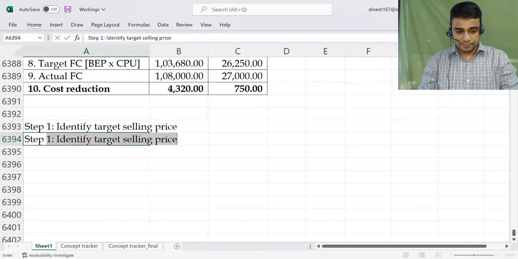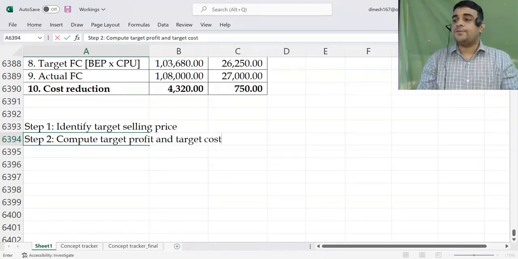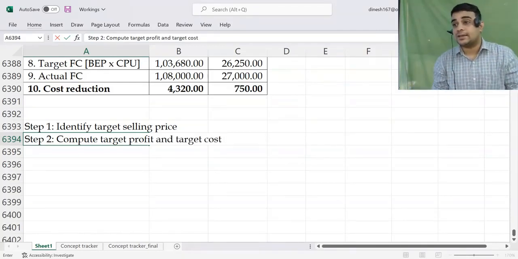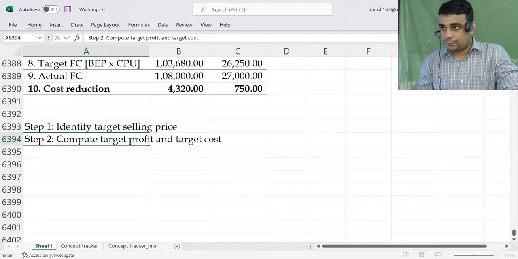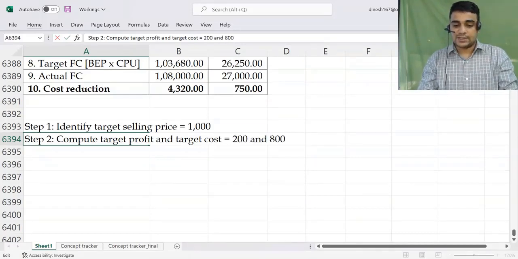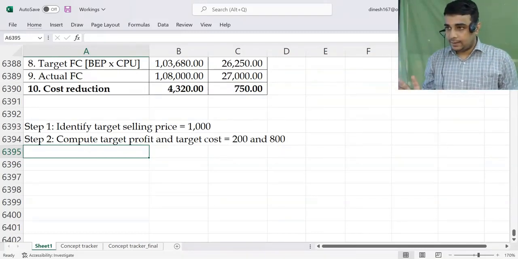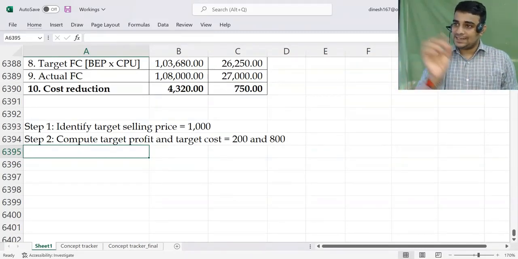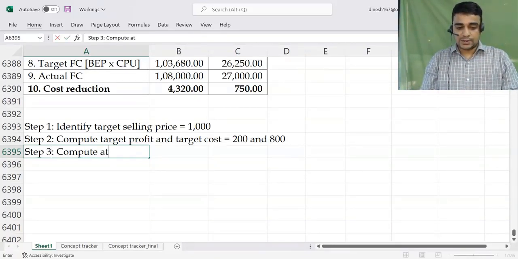Step 2 is to compute the target profit and target cost. Target profit is determined by the management or the shareholders or the company. The company will decide how much profit they want to generate. So my target selling price was initially 1000 rupees, target profit is 200 rupees, hence target cost is 800 rupees. Selling price, the market determines it. Profit, the management determines it. They subtract.